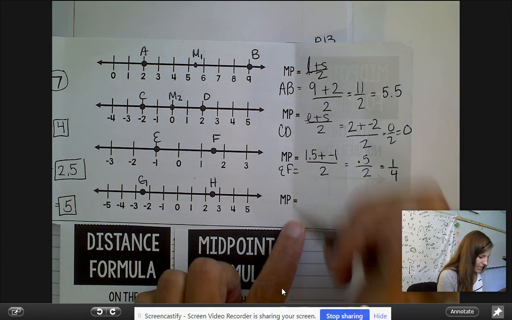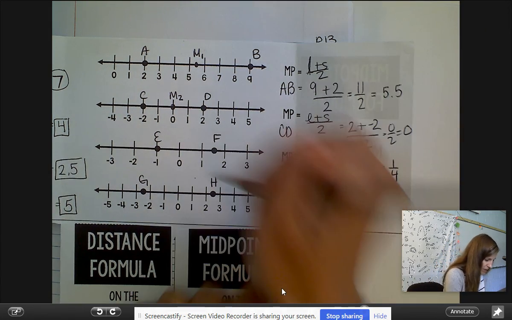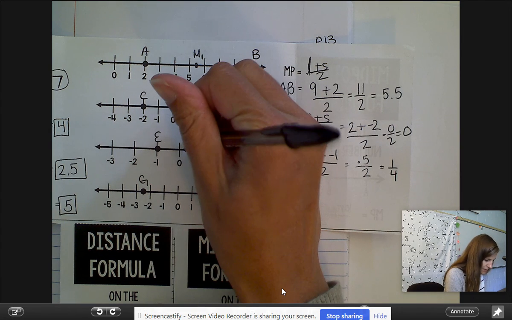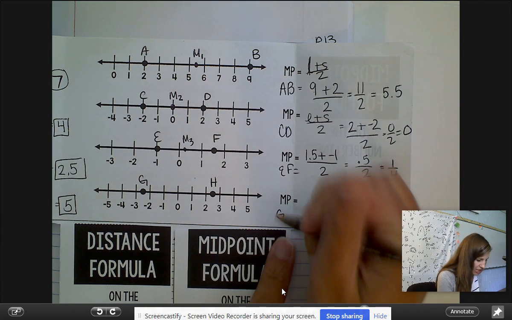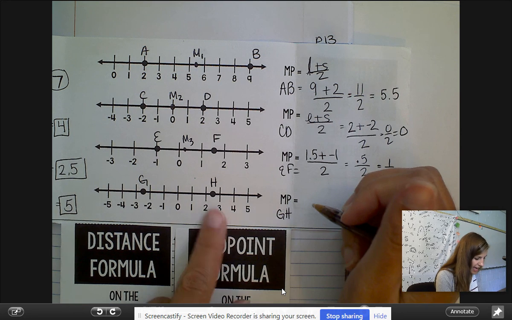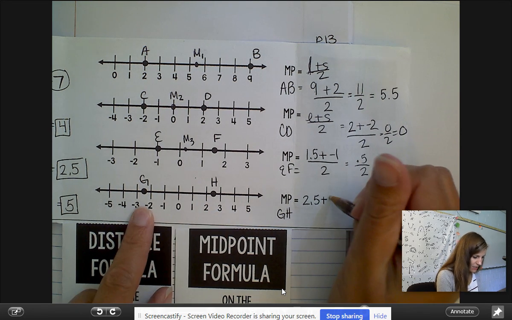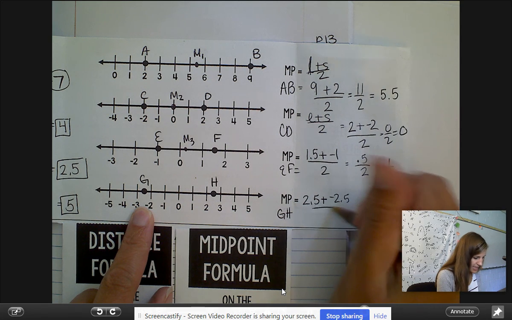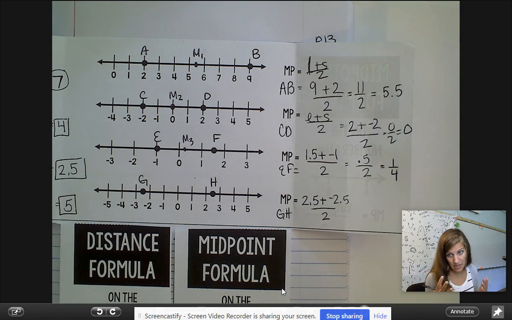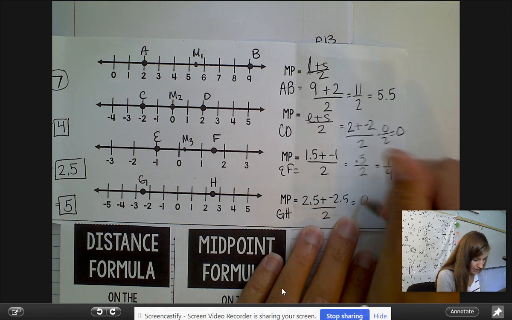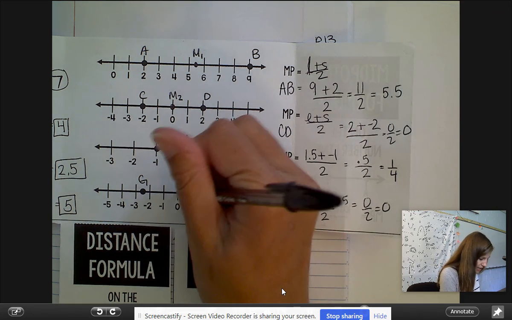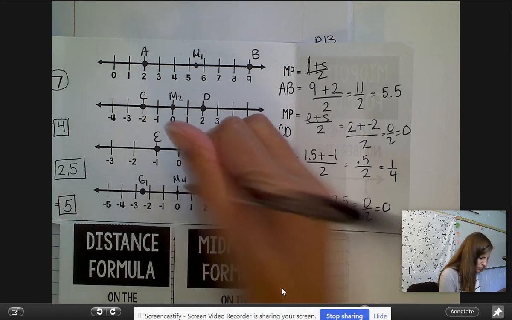And then last but not least, we got the midpoint. Oh, I didn't plot it. Boop. Midpoint 3. GH, we are going to add the 2.5 and the -2.5, and then take half. And again, those are opposites. So that's going to be 0 divided by 2 is 0. And if I plot that, that looks so right.